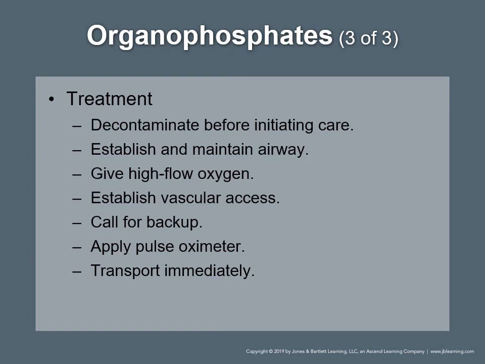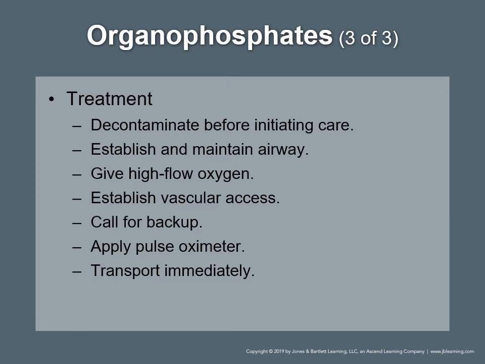Assessment and management starts with decontamination and removal of all contaminated clothing before initiating care or loading the patient into the ambulance. Contaminated clothing should be placed in plastic bags and disposed of as hazardous materials. Ideally, the patient should be scrubbed with soap and water. After that, patient care includes the following measures: establish and maintain the airway, consider if an advanced airway is needed, suction if needed, give high flow supplemental oxygen, establish vascular access, call for paramedic backup for medication administration and cardiac monitoring, apply the pulse oximeter, and transport immediately to the closest appropriate facility.